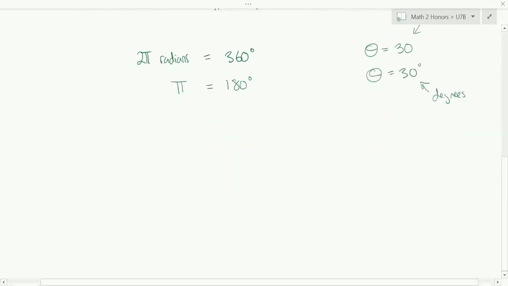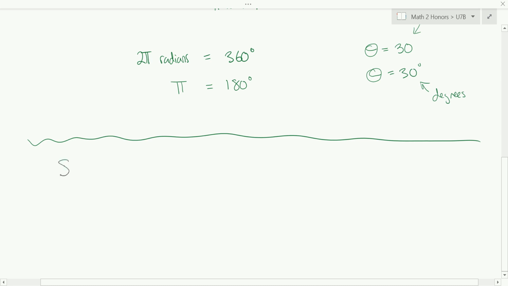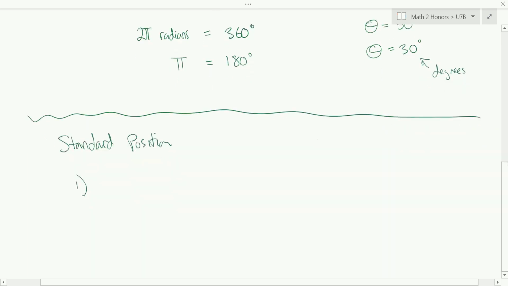All right, so let's now look at how to apply this. In our first section, we looked at the standard position of an angle. And we're going to have to re-look at these things. So let theta be 3 pi, and we want to locate the standard position of 3 pi.